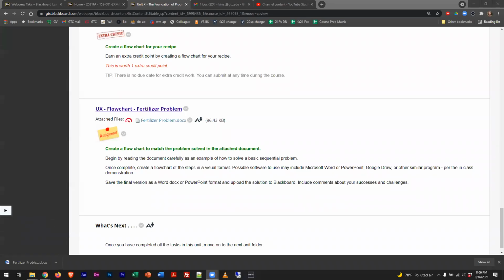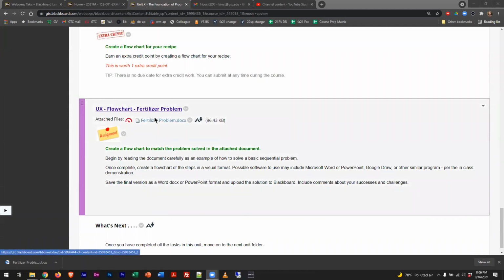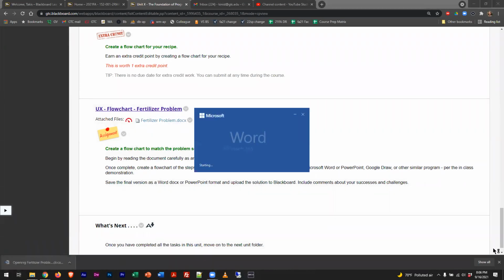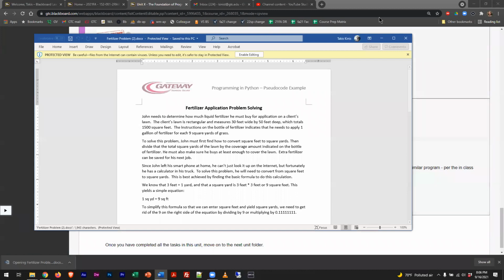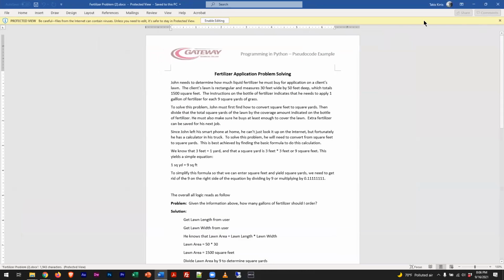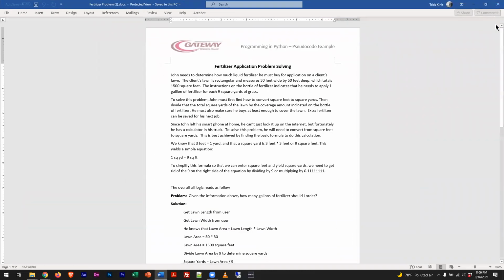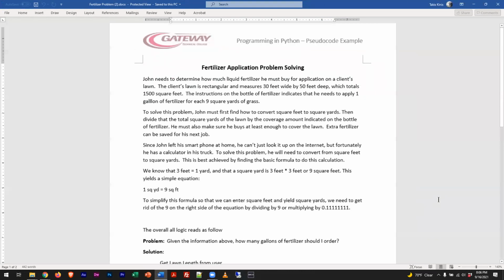Hello, everybody. We're going to be working on the Unit X flowchart fertilizer problem tonight. You'll notice that there is a document attached to this assignment that's really important that you download and open up. So this is a Word document. And basically this is a very typical type of programming scenario that we'll often encounter. And yes, I will zoom in.